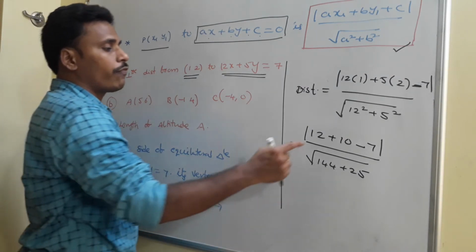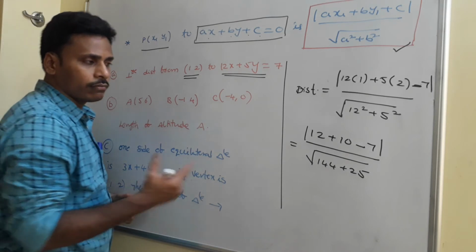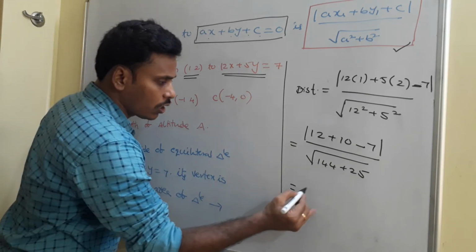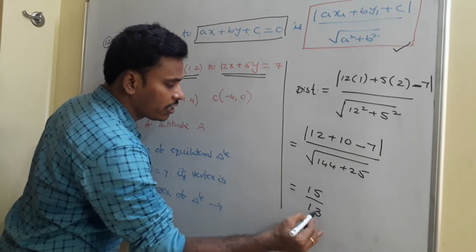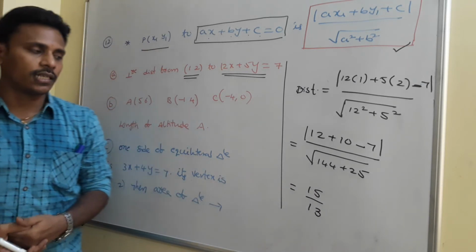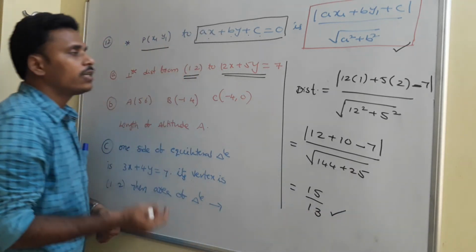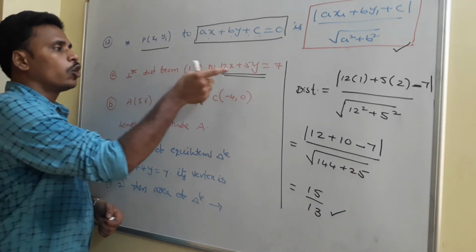Now simplify. 12 and 10 is 22. 22 minus 7 is 15. So this equals 15 divided by the root of 169, which is 13. So at the end, 15 by 13 units is the distance from the point to the line.